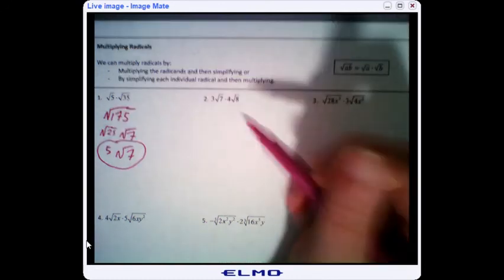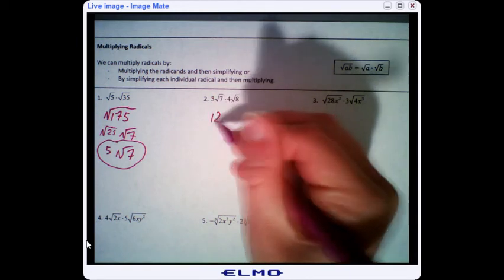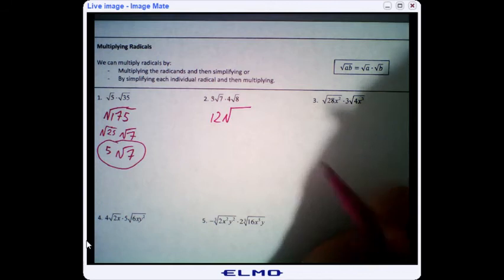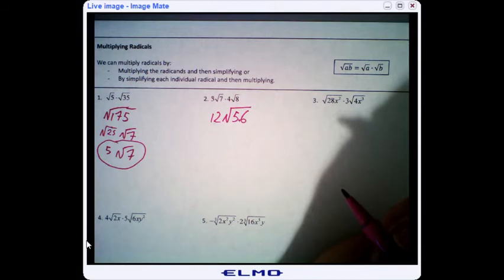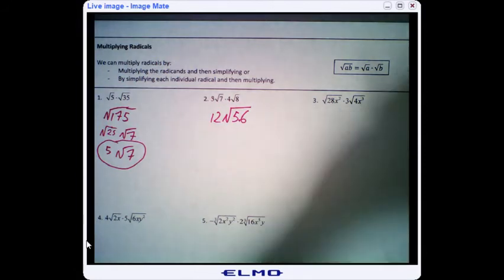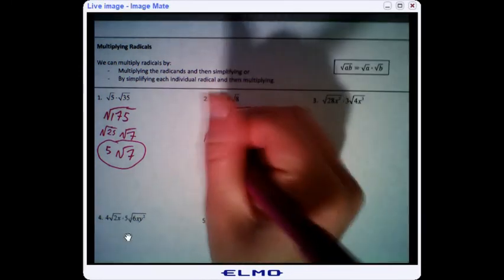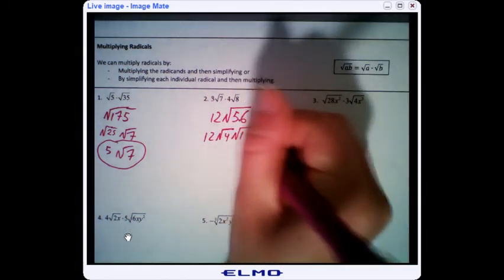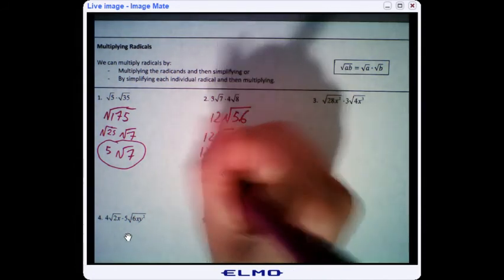When you have 3 square roots of 7 times 4 square roots of 8, you're going to do outside times outside. So that 3 times 4 is 12. And then inside times inside, 7 times 8 is 56. And then you're going to take that 56 and see if you can break it up at all. It's going to break into the square root of 4, square root of 14. So we got 12 times 2 square roots of 14. So we're going to get 24 square roots of 14.